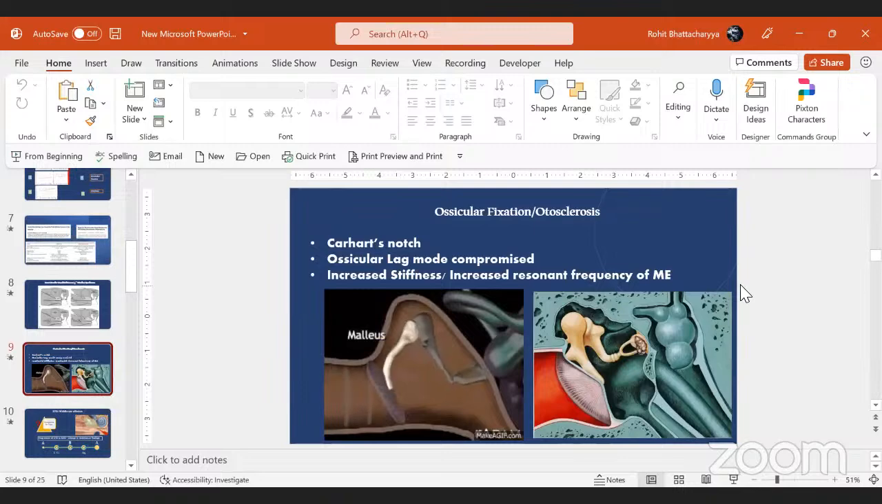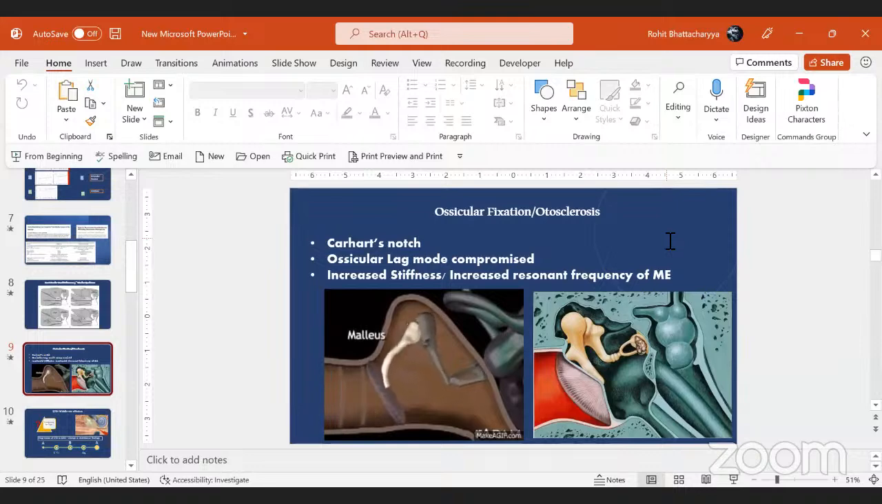sir, as you can see here, there are actually four types of bone conduction: through the external layer, air radiation; through the middle layer, ossicles, that is the ossicular lag mode; the compressional and distortional mode, that is through the inner ear; and the non-osseous mode, that is through the perilymph. So in case of otosclerosis, because there is ossicular fixation, stapedial fixation.